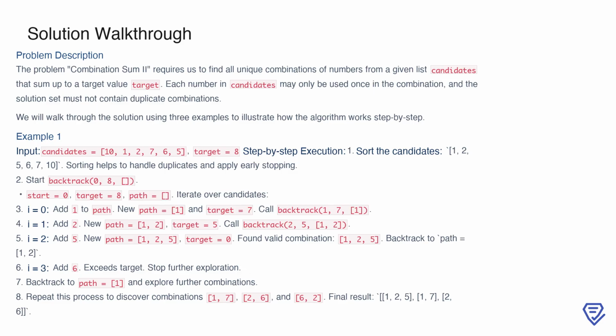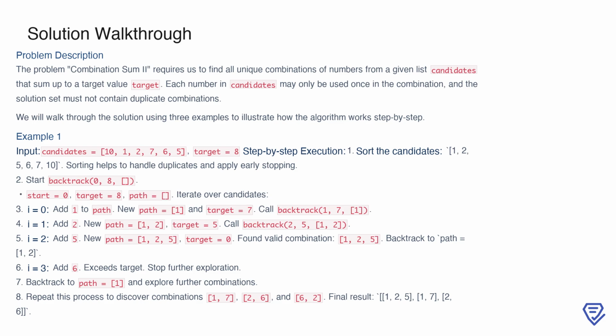In the problem combination sum2, the goal is to find all unique combinations of numbers from the given list, candidates, that add up to a specified target value. Each number can only be used once in a combination, and the solution must exclude duplicate combinations. To understand the approach, consider the first example.